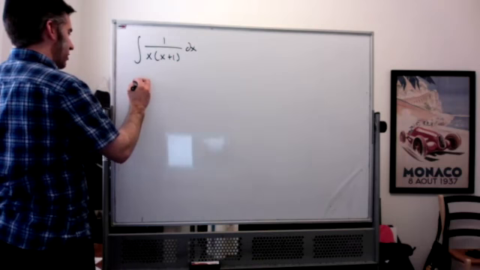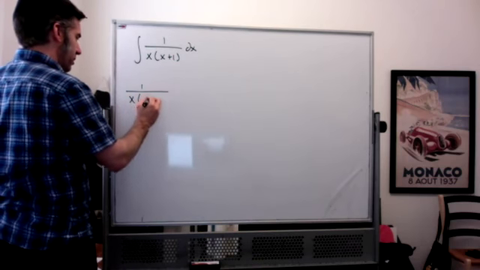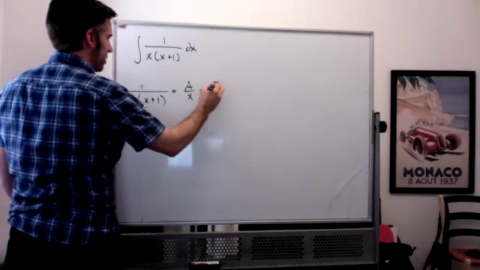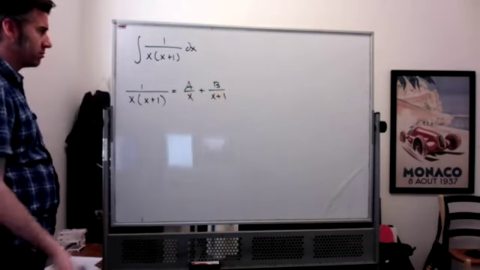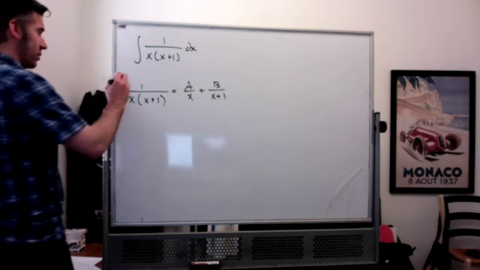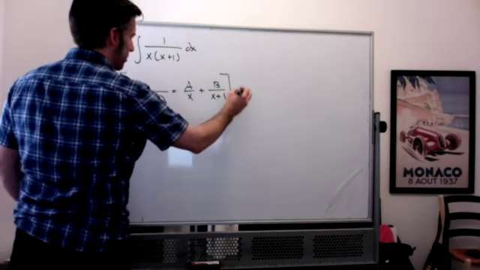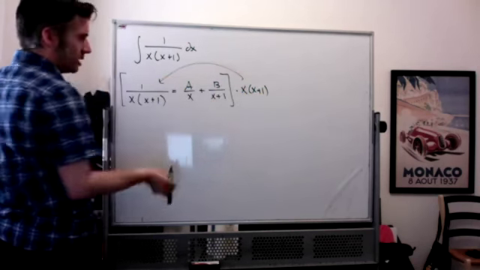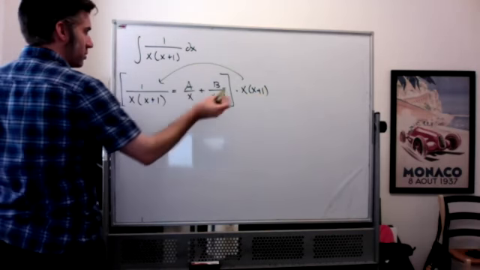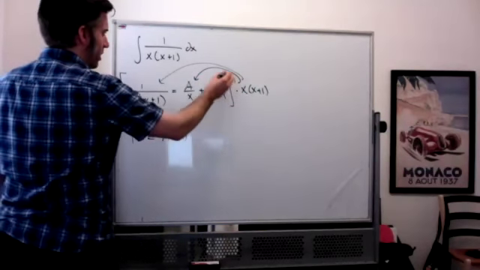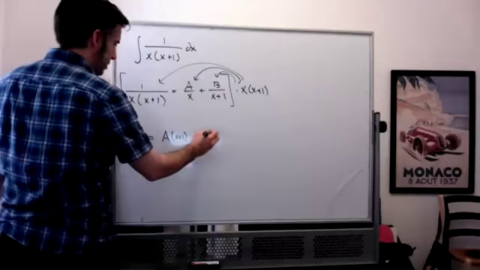So I'm going to do the partial fraction decomposition and say that this is equal to a over x plus b over x plus 1. It doesn't matter which order you do it. You could do a over x plus 1 plus b over x. And then we're going to multiply both sides by the common denominator, x times x plus 1. When you multiply it here, you just get the top. When you multiply it here, the x's cancel and you get a times x plus 1. When you multiply it here, the x plus 1's cancel and you get b times x.